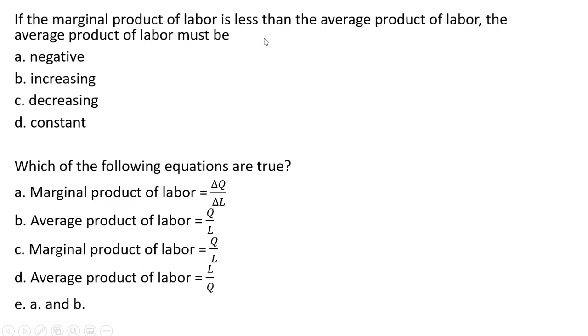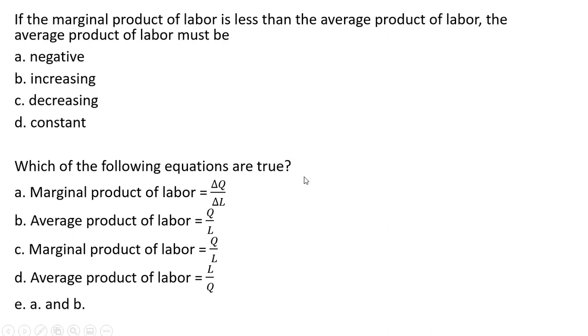If the marginal product of labor is less than average product of labor, the average product of labor must be decreasing. So just see kind of the opposite question we just had. If the marginal thing is below the average, it's going to pull down the average. So the average will be decreasing. C is the correct answer.